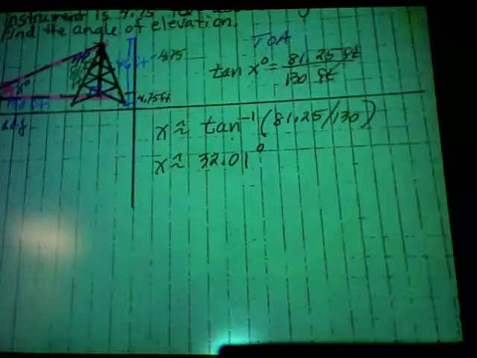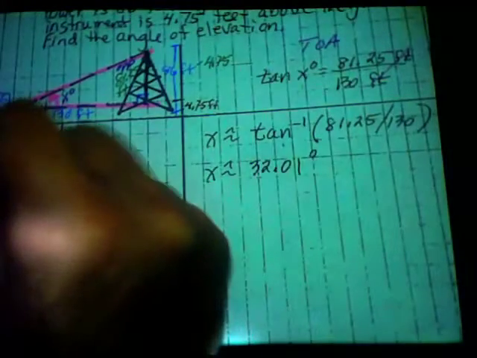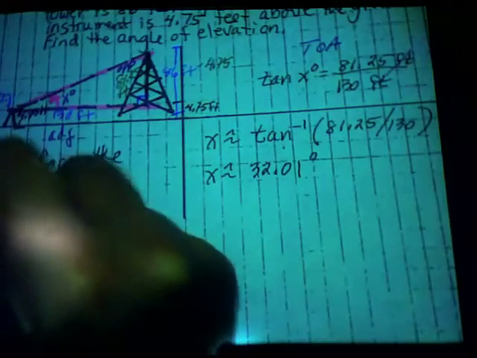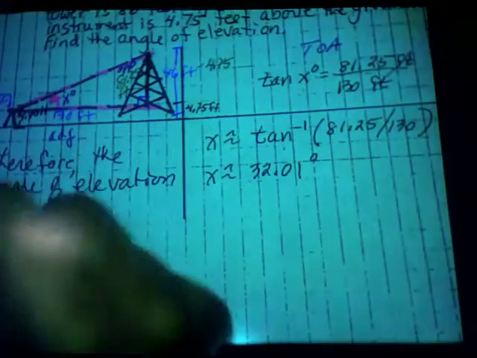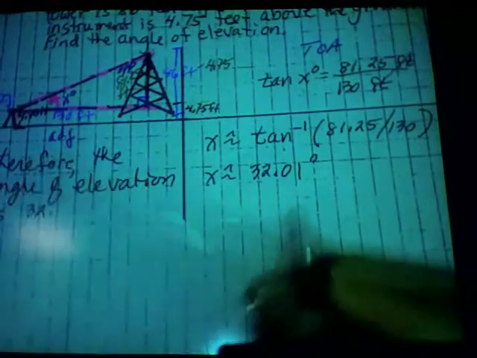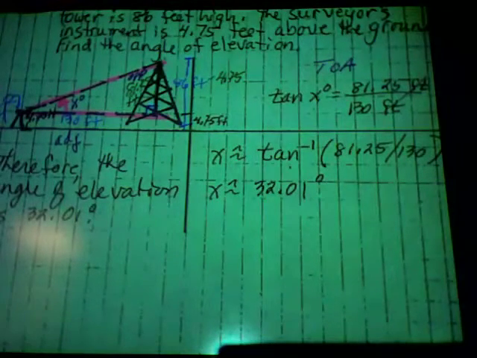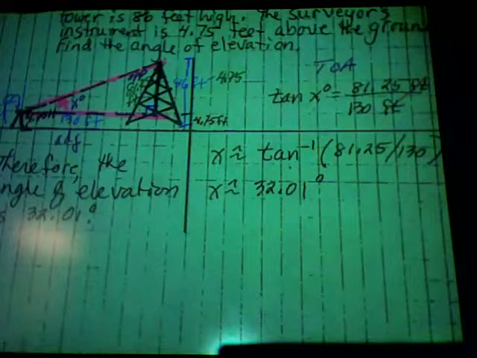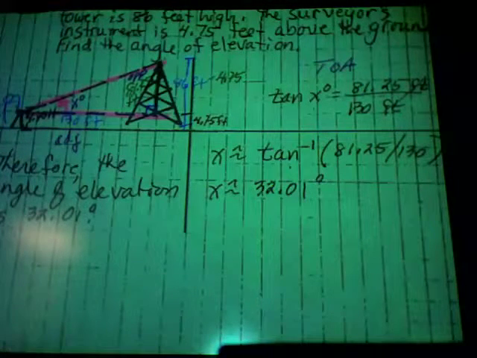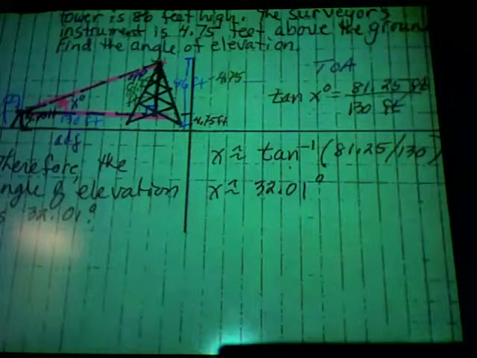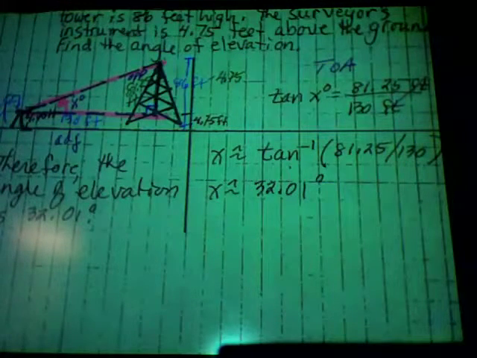Okay? All right, so then, therefore, the angle of elevation is 32.01 degrees. Military artilleries use this all the time. They have to know the degree of elevation in order to shoot their rockets off, to blow things up, whatever those things might be. I won't go any further with that.